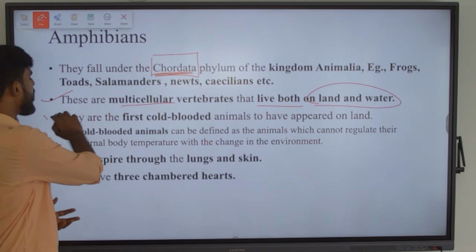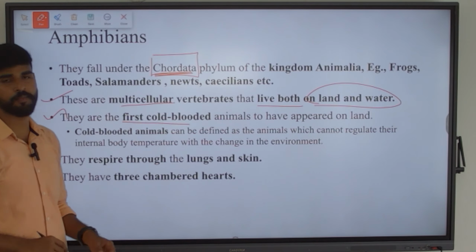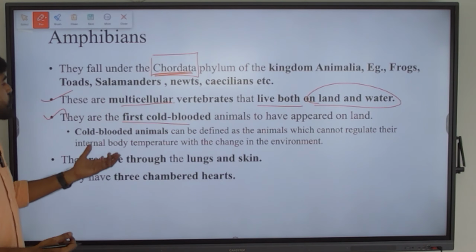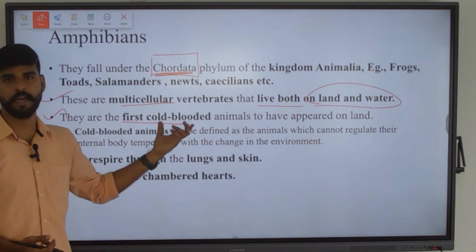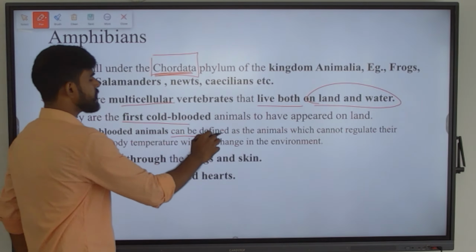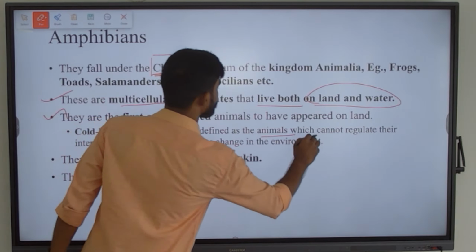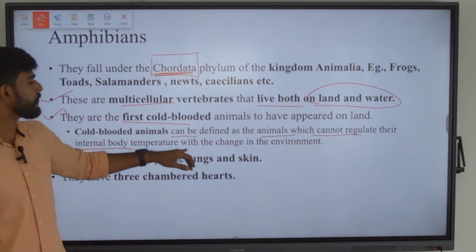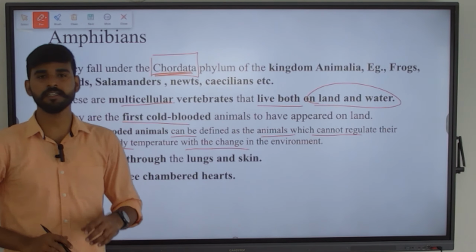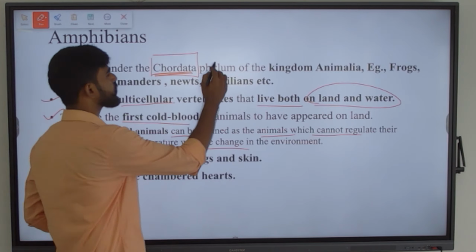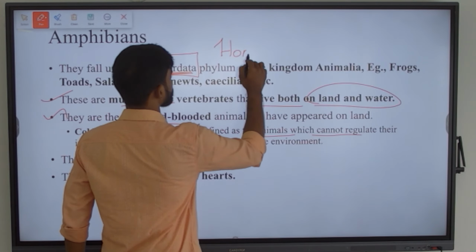Next, they are the first cold-blooded animals which have appeared on land. So what are cold-blooded animals? Those animals can be defined as which cannot regulate their internal body temperature with change in the environment. That is, they won't maintain homeostasis. There is this concept called homeostasis.